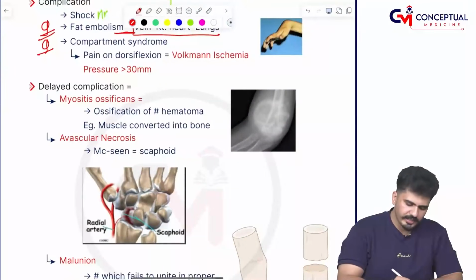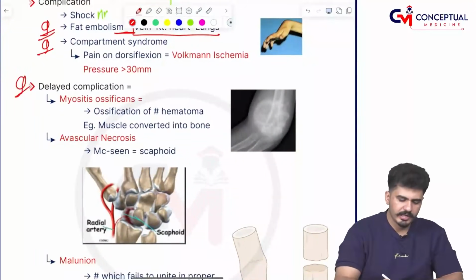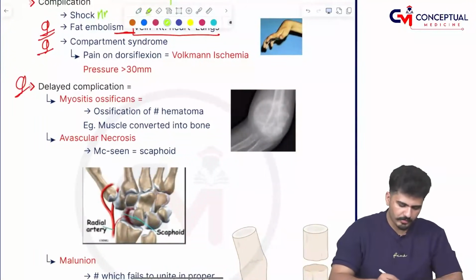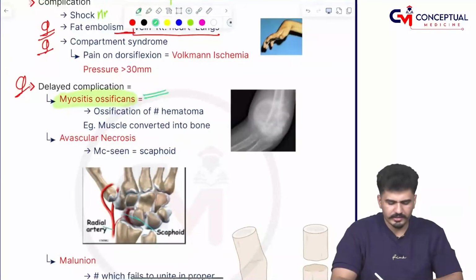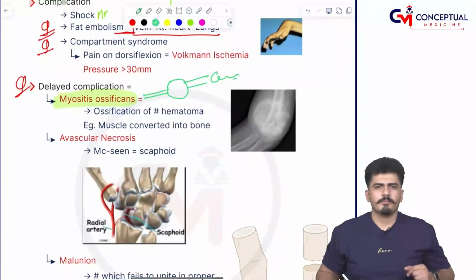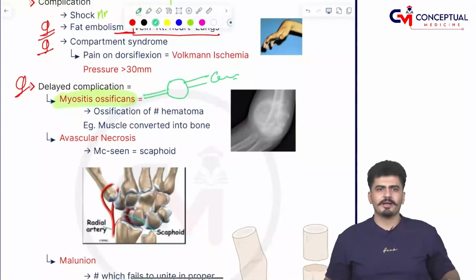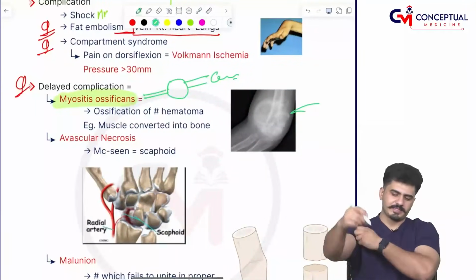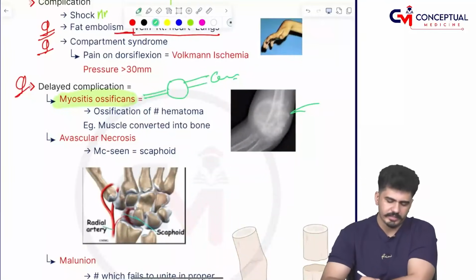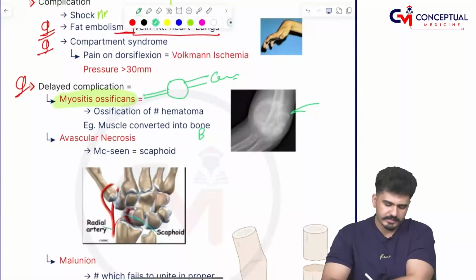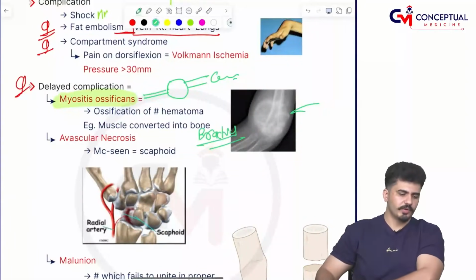Now sir, coming to the delayed complications. Delayed complication number 1, if we have to talk about myositis ossificans, where your muscle got trauma, blood collected there, a hematoma formed, and the hematoma got calcified, which will look like this on X-ray. The most common muscle to undergo myositis ossificans is the brachialis. Brachialis muscle is the most common muscle to go under this, sir.